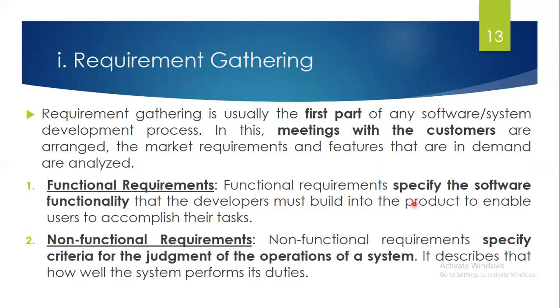Functional requirements specify the working of the software or the functionality that is required in a product. And non-functional requirements specify the criteria for checking the functional requirements, or you can say the criteria to judge the operations of a system or software. In non-functional requirements, we basically give the requirements for checking the operations or the functionality of the system.